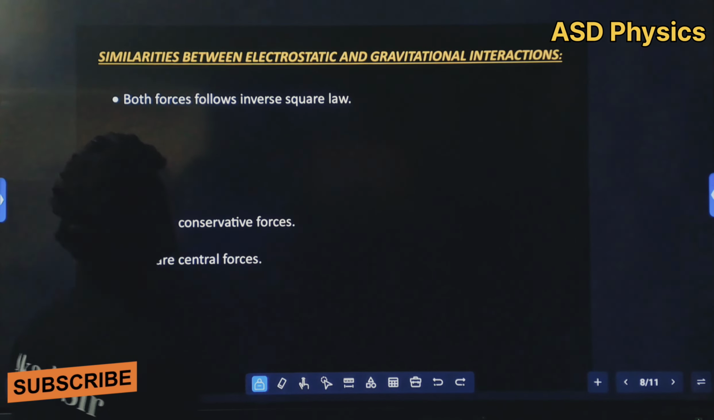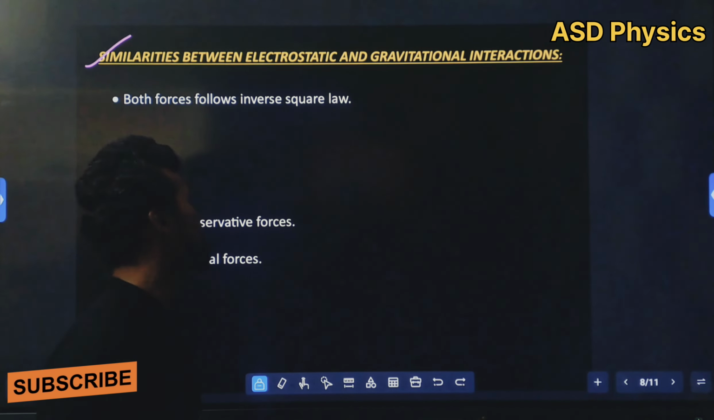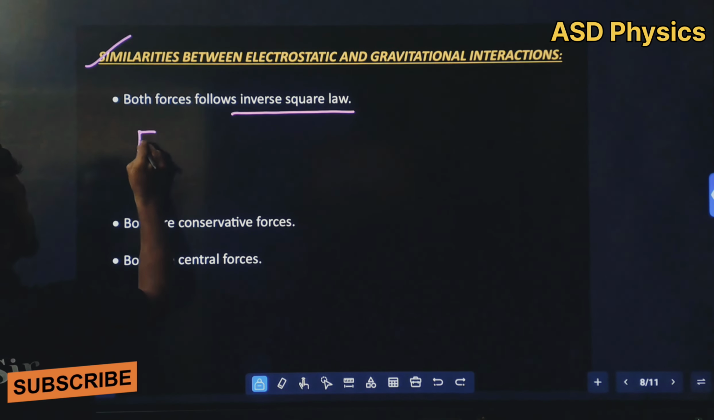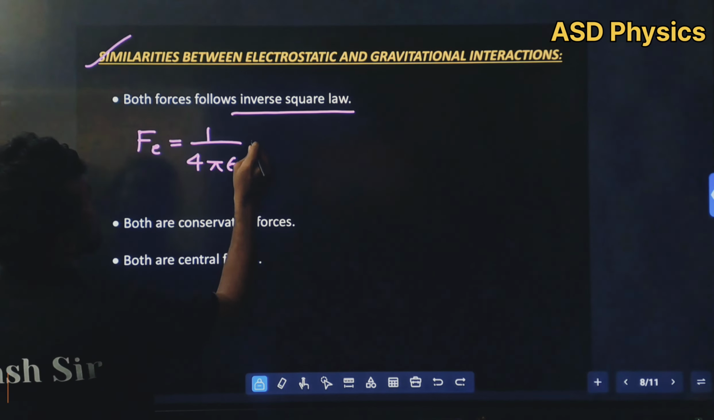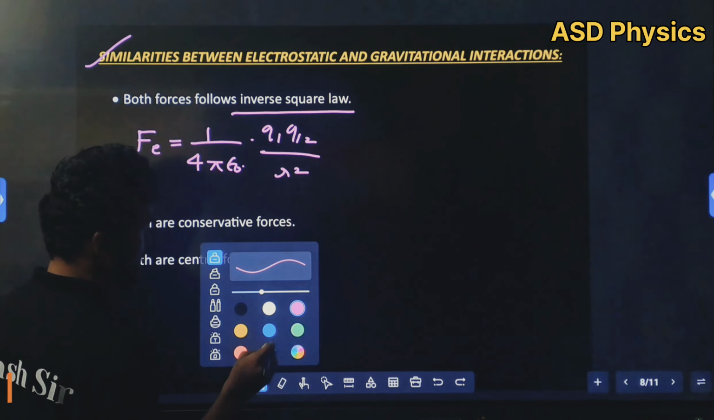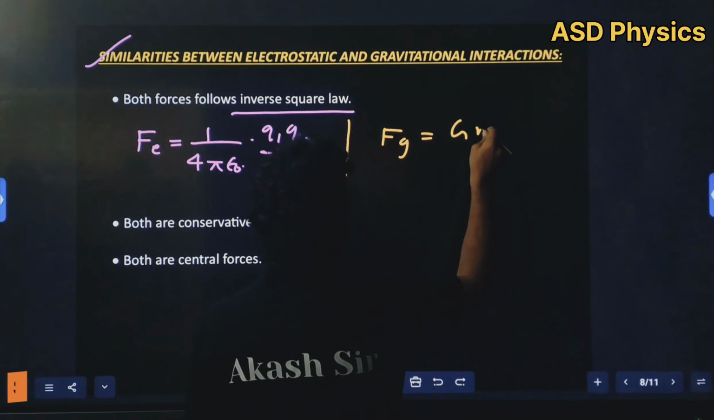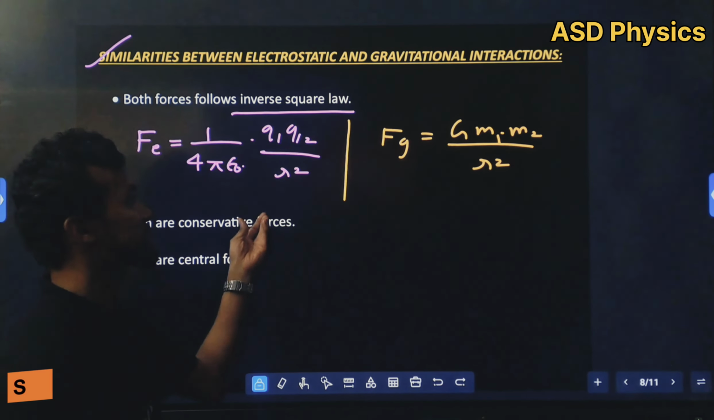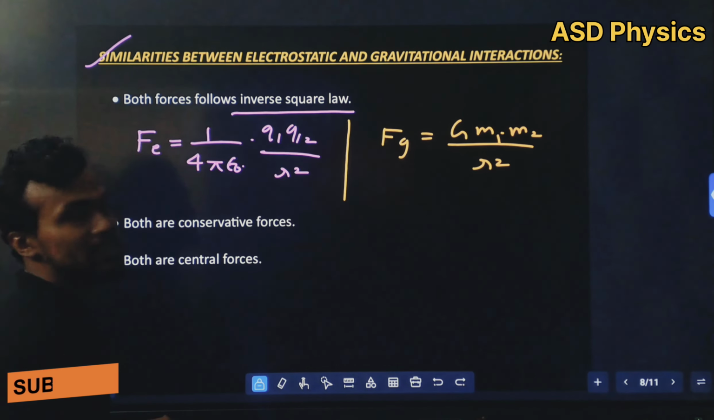Next one, students, the similarities between the electrostatic and gravitational interactions. Both forces follow the inverse square law. How can we tell? If I write the electrostatic force, this is 1 by 4 pi epsilon naught Q1 Q2 by R square. And the gravitational force will be capital G M1 M2 by R square. So here you can see both are inversely proportional to R square. So both the forces follow the inverse square law.